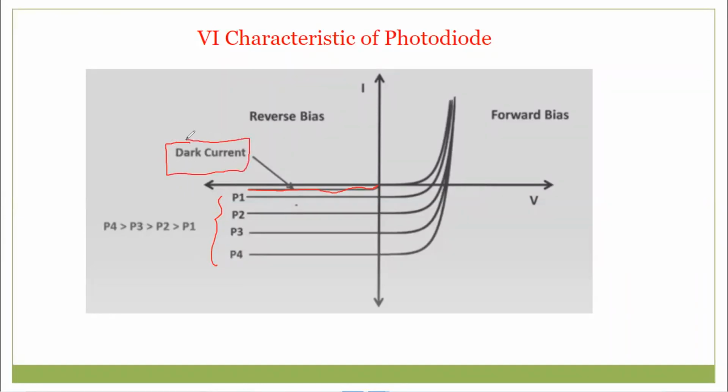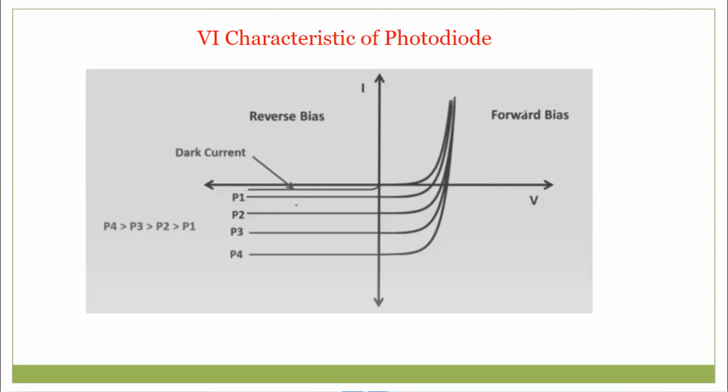Why do we call it a dark current? Because the current is generated even though there is no light. So that current we call a dark current. There is another case: if light falls on the photodiode, how will the performance of the photodiode be? The current flowing through the photodiode depends on the intensity of light.